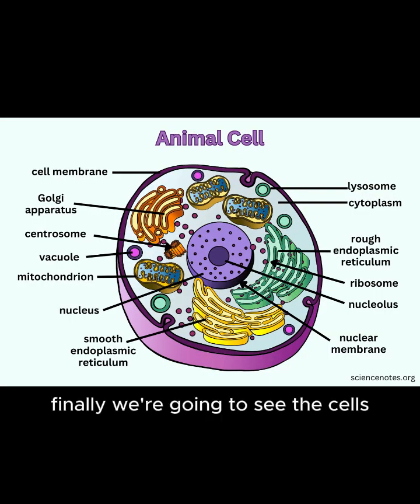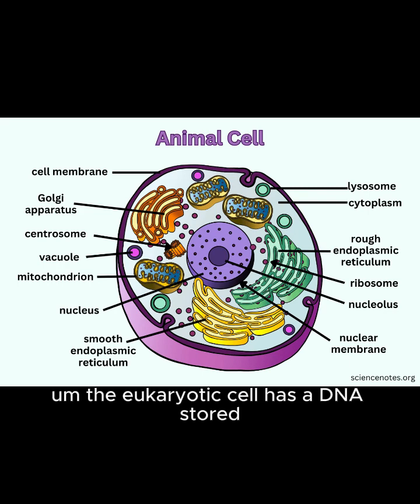Finally, we're going to see the cells. In the Animalia kingdom, animals have eukaryotic cells. Why? Because eukaryotic cells have a nucleus and an organelle surrounded by a membrane called the nuclear envelope. This is easy to understand because, as in humans, the eukaryotic cell has the DNA stored.